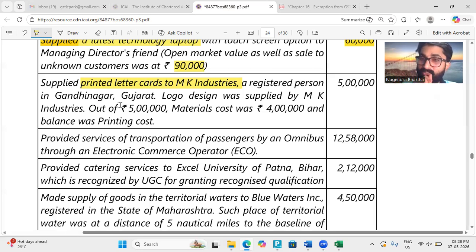But letter card with the logo. Only the logo has to be printed. So I print the logo and I give you the letter card. What is important to you? Logo or letter card? Letter card. So it is supply of goods. This is composite supply and supply of goods it is.